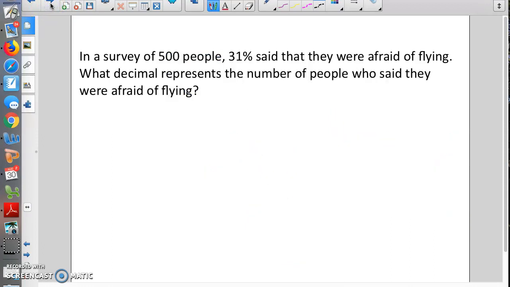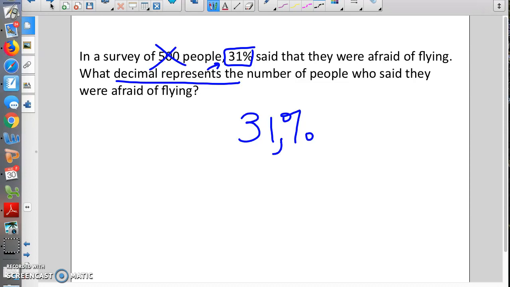The next one, in a survey of 500 people, 31% said that they were afraid of flying. What decimal represents the number of people who said they were afraid of flying? This 500 is given to throw you off, because all it tells you is the percentage. It wants to know the decimal of that percent. All you have to do is change that percent into a decimal, which we've been doing. If the decimal's out of sight, it's on the right. Move the decimal 2 times to the left, which is 0.31. So the decimal that represents it is 0.31.